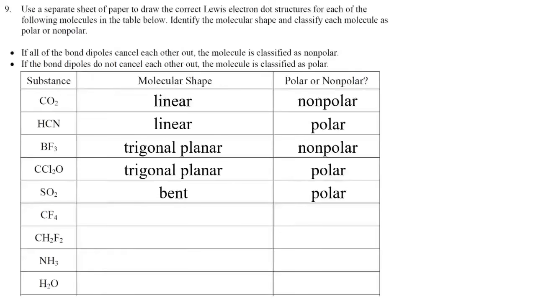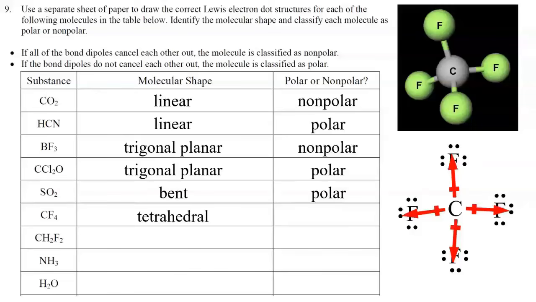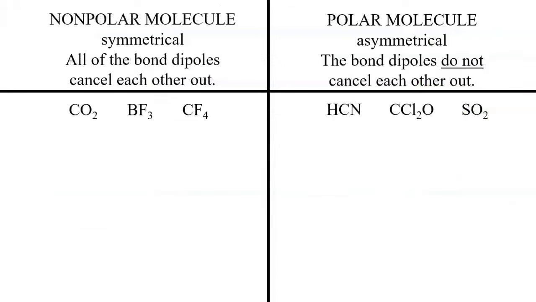The next molecule to consider is CF4, carbon tetrafluoride. The shape of this molecule is tetrahedral. We have 4 bonding domains, and the 4 dipoles, that is the bond dipole between carbon and fluorine, are arranged in 3-dimensional space to be very symmetrical. The 4 dipoles are pointing toward the corners of that tetrahedral geometry. So because of the symmetry, this is a nonpolar molecule in which all 4 of the dipoles are arranged in such a way to cancel each other out.